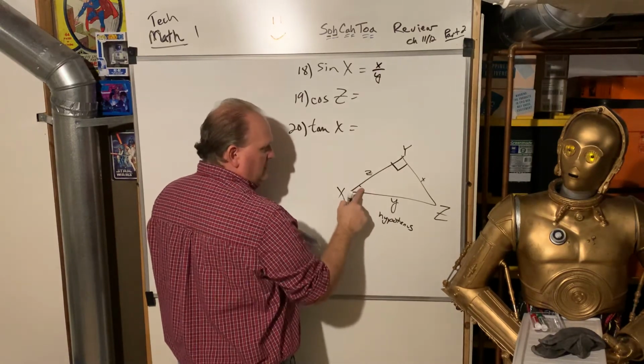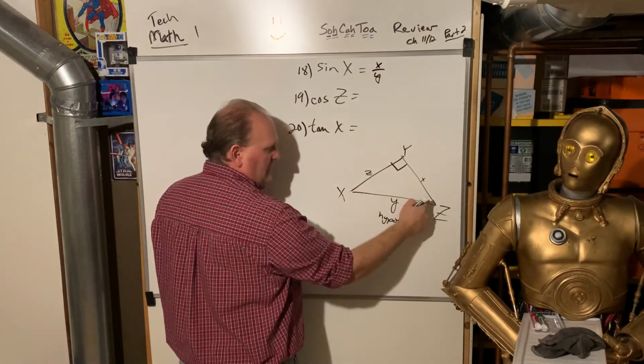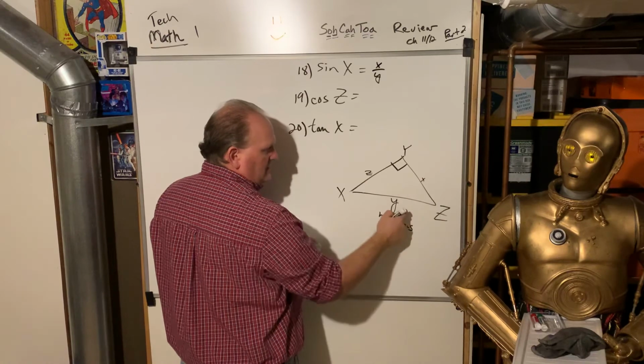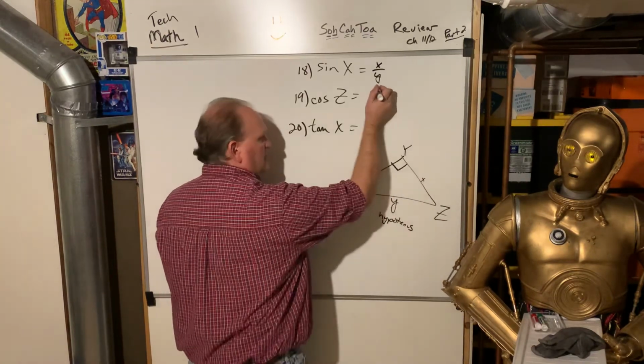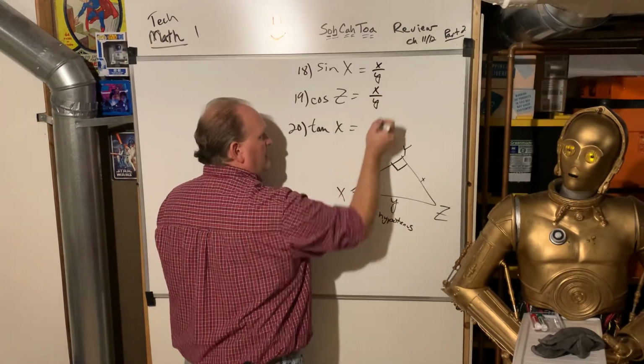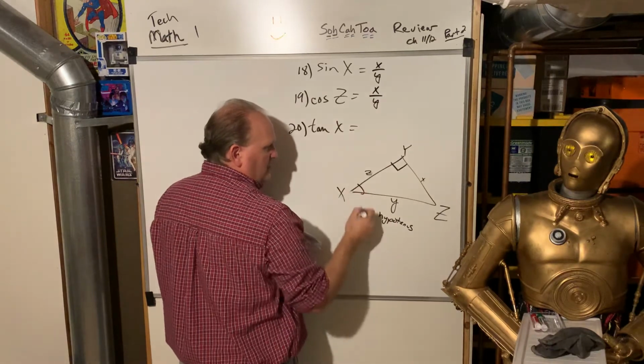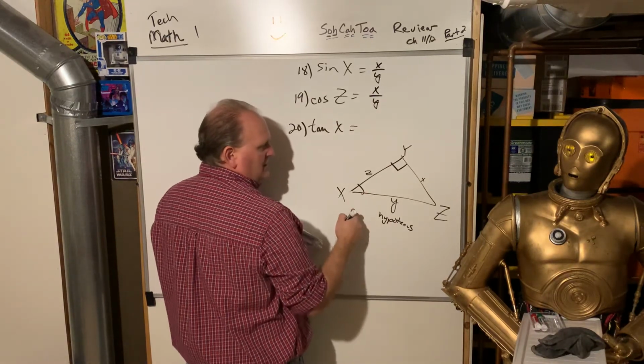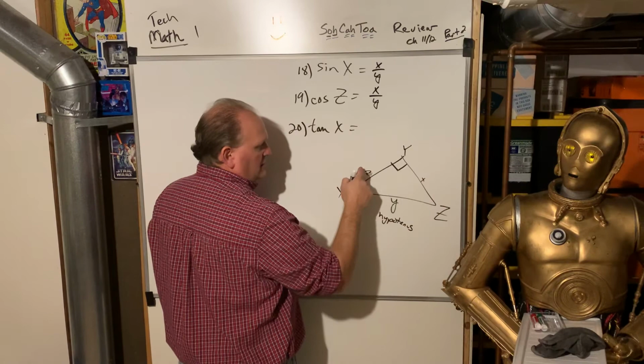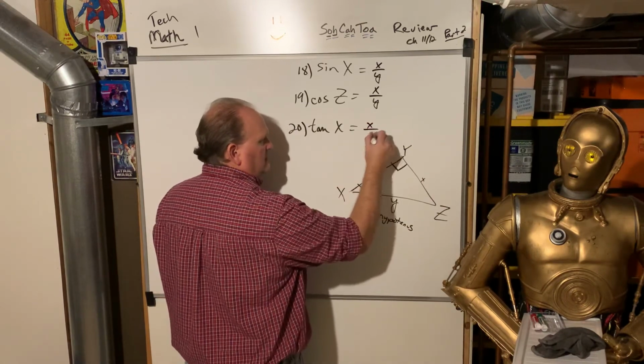Cosine of z, so they switched it here. Cosine is adjacent over hypotenuse, so x over y again. And then the tangent of x, we're back to this angle. Tangent is opposite over adjacent, x over z.